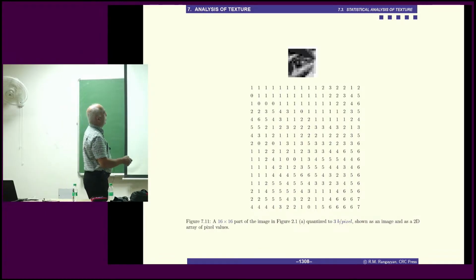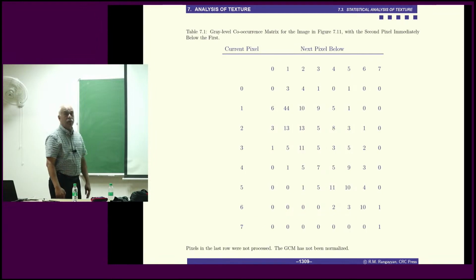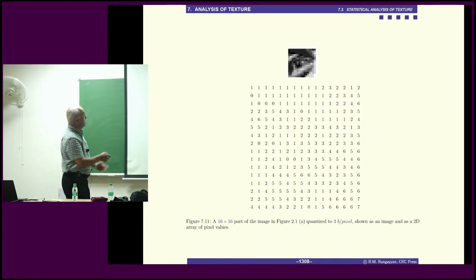And now you take, this is 1, so you have 1, 1, 1, 0, and come here 1, 1, 1, 1, 1, 1, and so on. Or take this, you have 3, 1, 3, 4, 3, 1, 3, 1, you have 0, 1, 0, 1, 0, 1, 0, 2. So like that you scan the image and make this co-occurrence matrix. The current pixel, and here I used the next pixel below. I didn't add all of them. I said only looking below, so it's in a way causal, so I cannot do it for the last row.